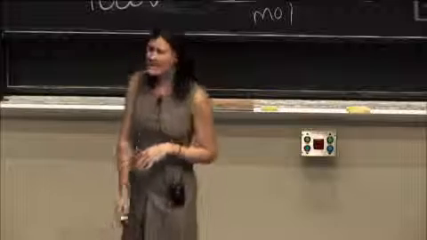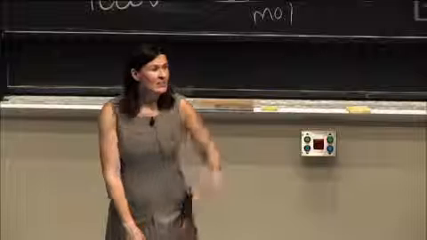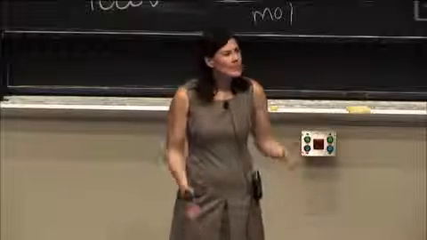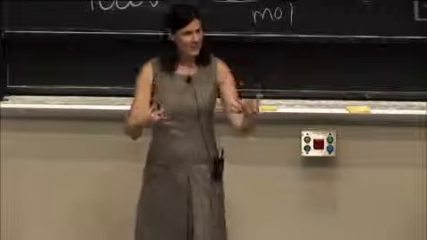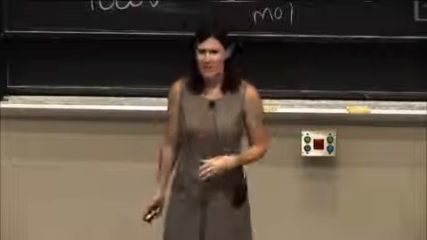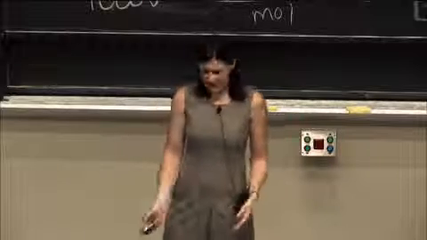If we look experimentally, what we see is actually a little bit different. It's negative 411 kilojoules per mole. So in terms of this class, this is the method that we're going to use, and we're going to say this gets us close enough such that we can make comparisons and have meaningful conversations about different types of ionic bonds and the attractions between them. But let's think about where this discrepancy comes from.